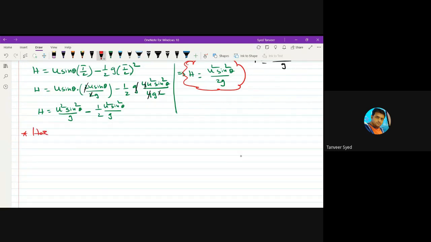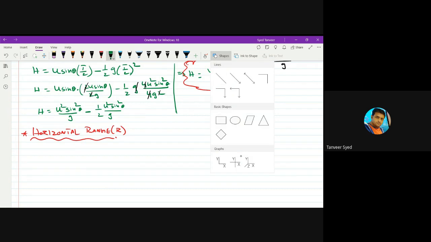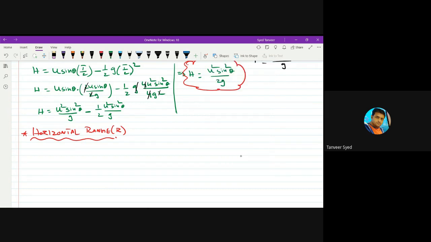Next one, time of flight, maximum height. Then another parameter is horizontal range of the projectile. Horizontal range of the projectile. What is this? Simple. Again, consider a projectile.